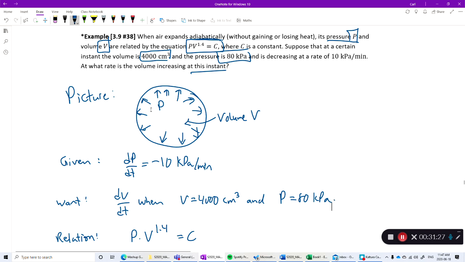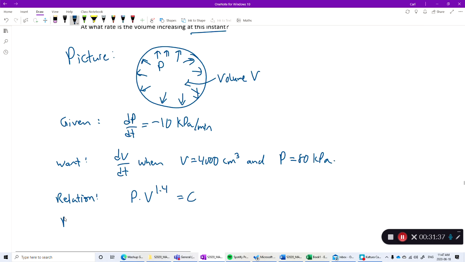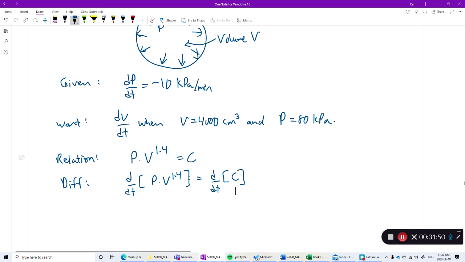Okay, so we've organized the information. This was a little bit more challenging, took a bit more finesse. What do we do? Same as always, we differentiate both sides. The time derivative on the left side, we'll do that in the next step. Time derivative on the right-hand side. Let's do the right side first. Derivative of a constant is 0.